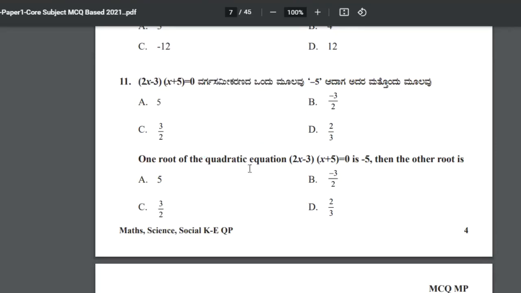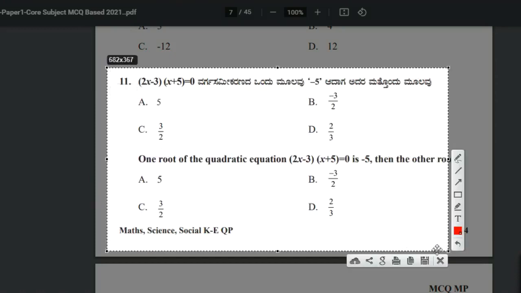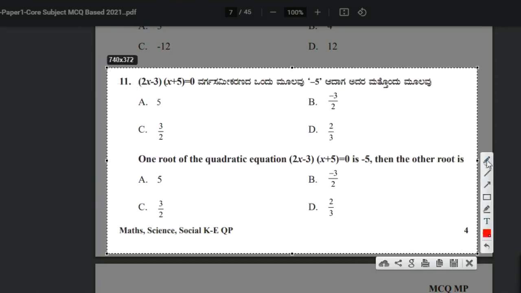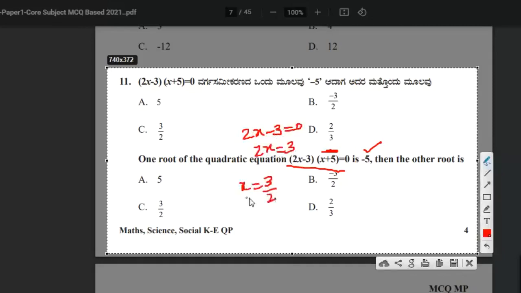11th question. One of the roots of the quadratic equation 2x minus 3 into x plus 5 is equal to 0 is minus 5. Then what is the other root? One root they have given and we are going to find the other root. I am going to explain the solution in this answer sheet itself. We all know that there will be two roots for a quadratic equation. Already they have given one root, which is minus 5. The other root will come from 2x minus 3 is equal to 0. So 2x is equal to 3, x is equal to 3 by 2. So the other root is 3 by 2. The correct option here is C. 12th question.